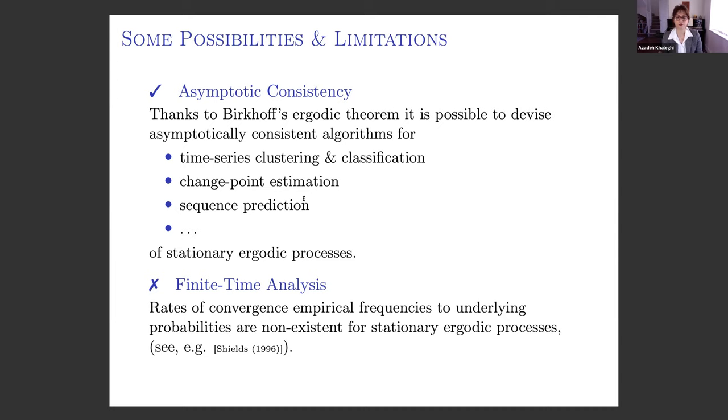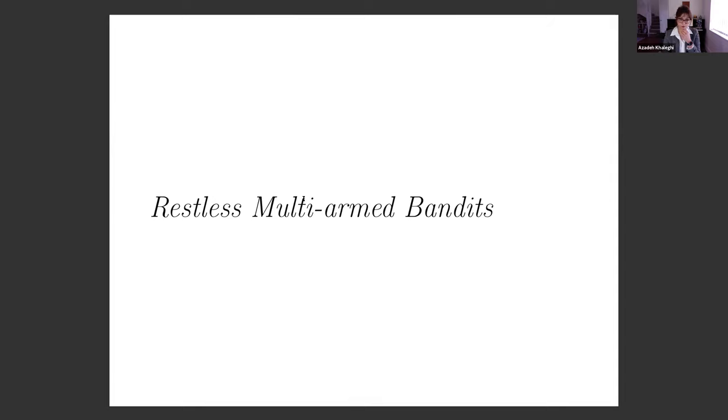But if you do want to have finite time analysis, then you will need to make further stronger assumptions. In some problems, one example of which will be in this talk, you actually need the finite time analysis, because not every machine learning problem involves a passive approach. Sometimes you need to interact with the environment and collect samples. So in the rest of this talk, I'm going to describe the multi-round Bandit problem, and then I'm going to talk about how in the presence of dependent structures you can actually define the problem and what kind of possibilities and limitations you have there.